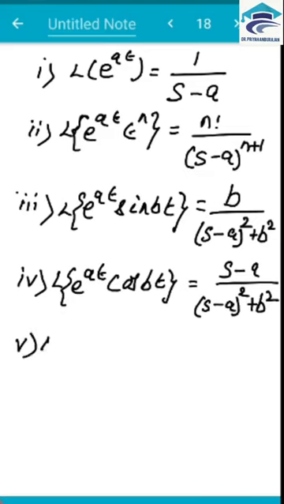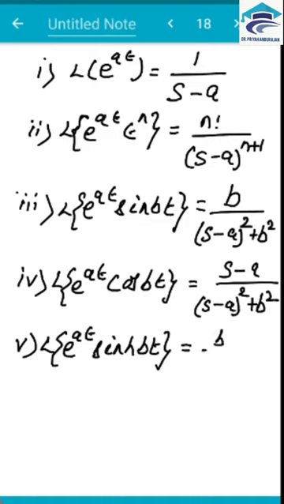My next formula will be L of e power at sinh bt. So we all know the formula again. For sinh at it is a by s squared minus a squared. So instead of a we have b here. So it is b by, I have to shift this s as we have the exponential term. So it is (s minus a) the whole square minus b squared.